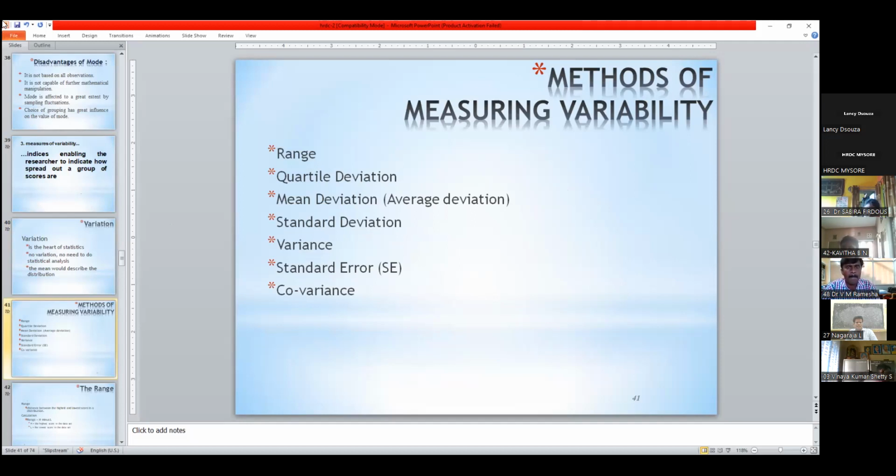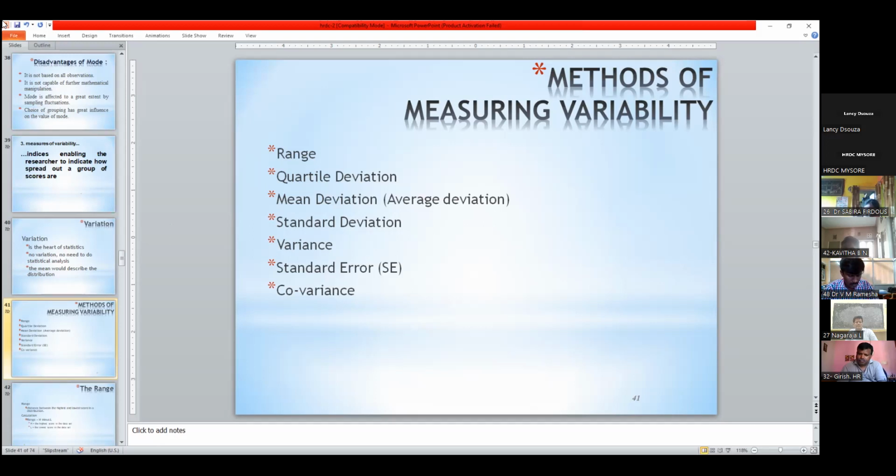So the range is the simplest but crude and quick measure of variability. Range is usually measured by the highest minus the lowest score in a distribution, and the problem here is it considers only the highest score and the lowest score. It will not consider any of the other details or any other scores in between.